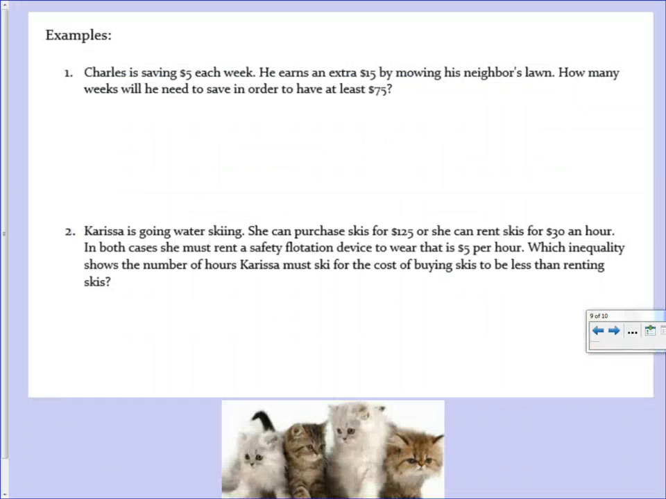On the back, we have some examples. So Charles is saving $5 each week. He earns an extra $15 by mowing his neighbor's lawn. How many weeks will he need to save in order to have at least $75? So $5 each week, and he earns an extra $15, and he needs to save at least $75.